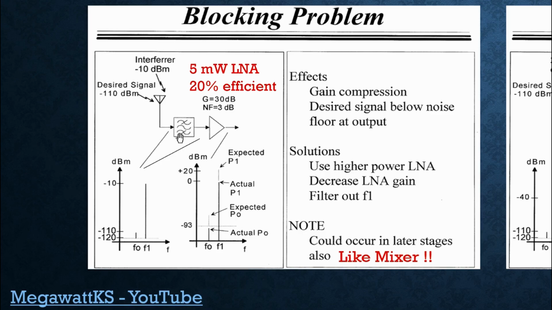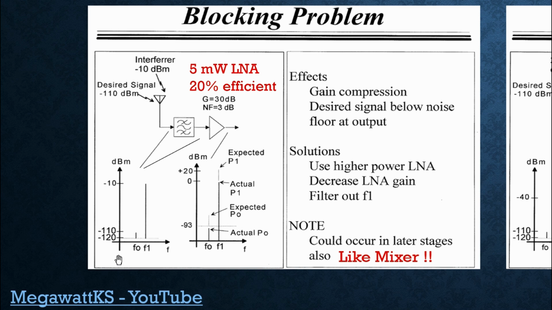Here, I'm just going to have two. One is a very weak signal that we're trying to receive, and one is a very strong signal. And that strong signal I call the interferer, and it is at minus 10 dBm. That's 0.1 milliwatts, so that's a very strong signal coming in. Meanwhile, the weak signal is 100 dB lower in signal strength. So this is a challenging problem, right?